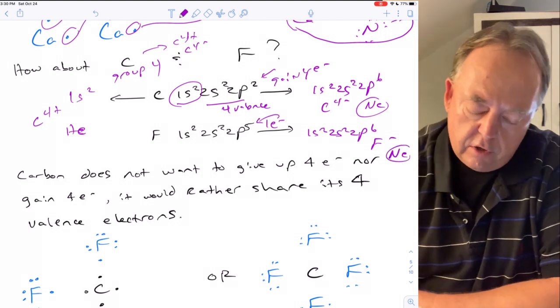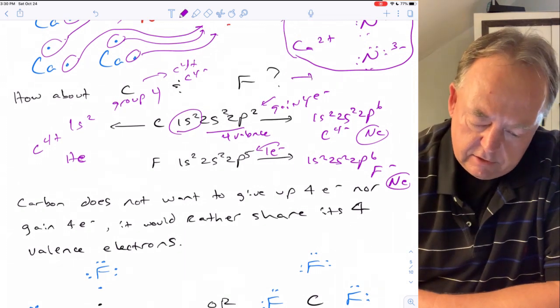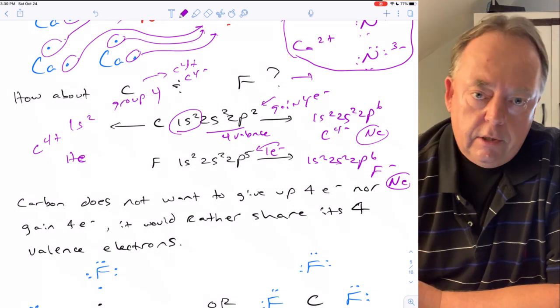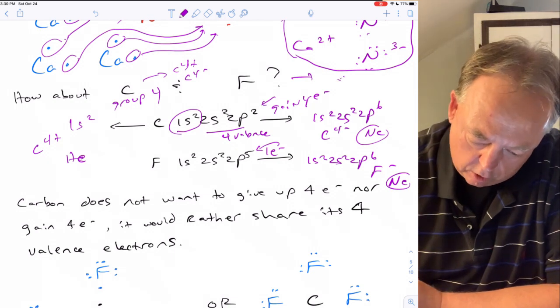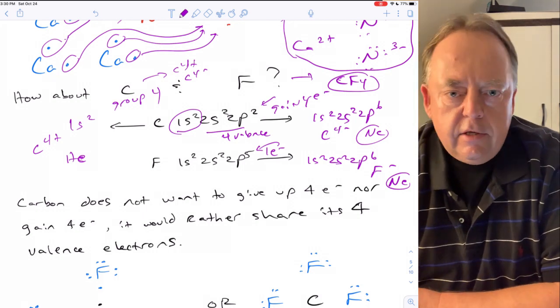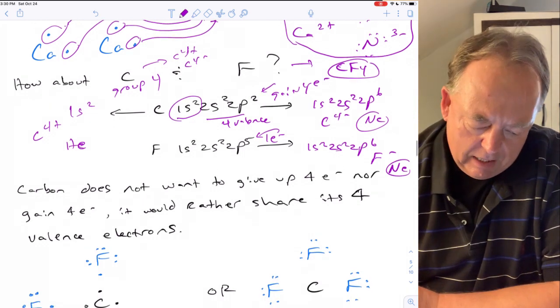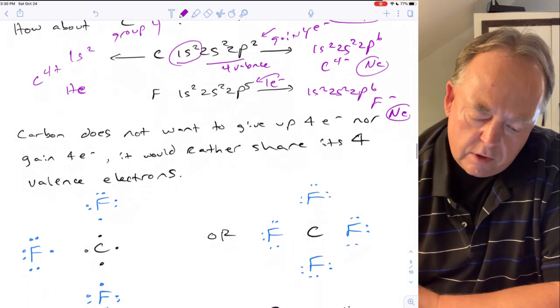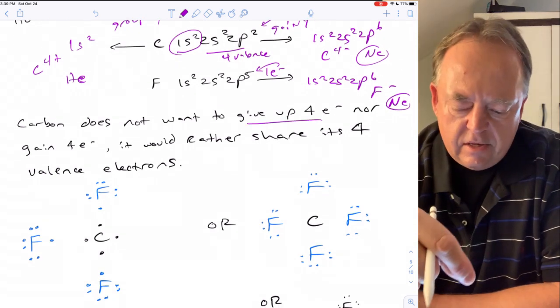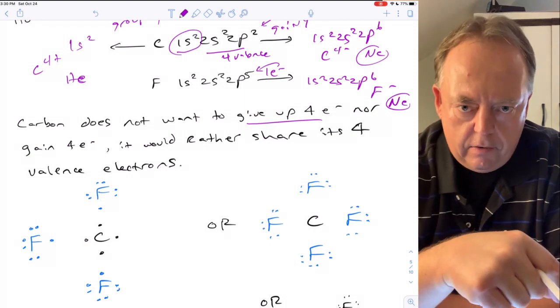So for the formula of the compound it's going to make, you need 4 fluorines, because each one can only take 1 electron, but carbon has 4 electrons to either gain or give away. So it's going to make a molecule, CF4, right? But the problem is that carbon does not really want to give up 4 electrons, because when you give 1 electron away, the next one becomes even harder to give away, right?